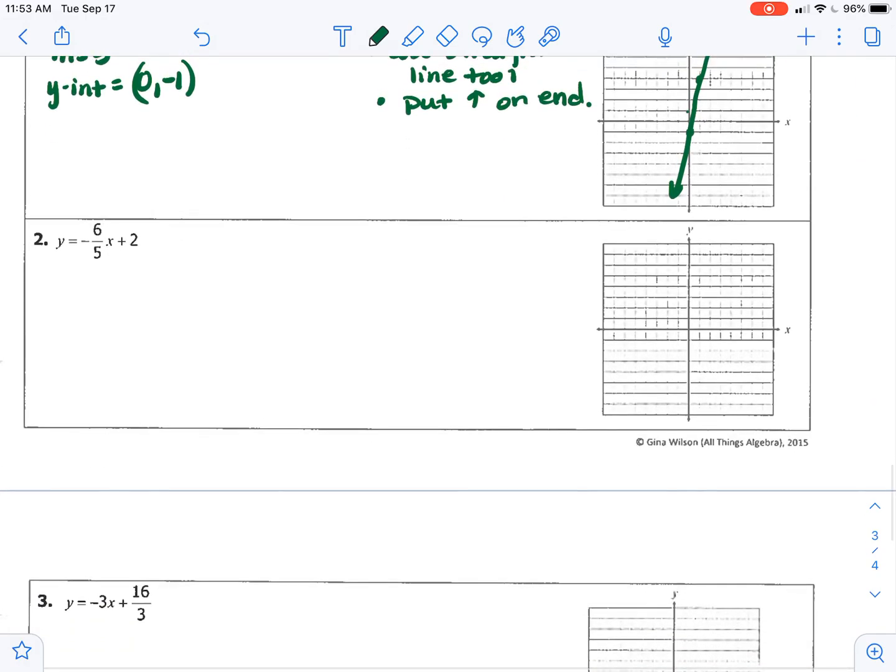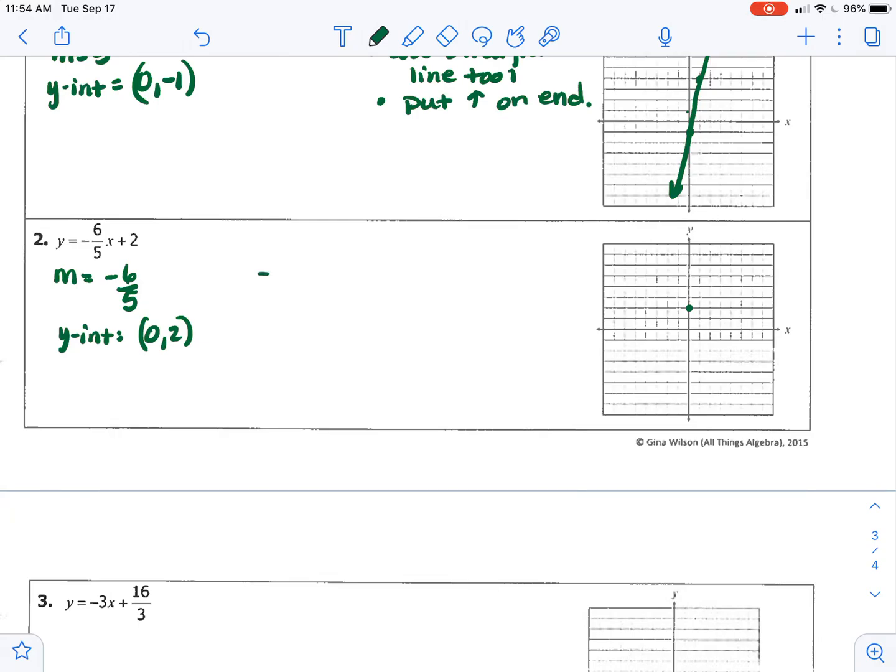So number 2, in the same way, all I want you to tell me is the slope is -6/5. The y-intercept is going to be (0, 2). And again, I'm going to graph (0, 2). And then I have a slope of -6/5.